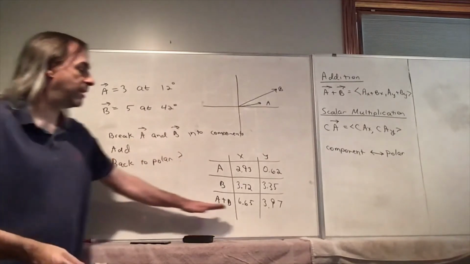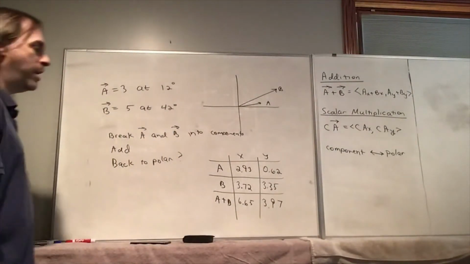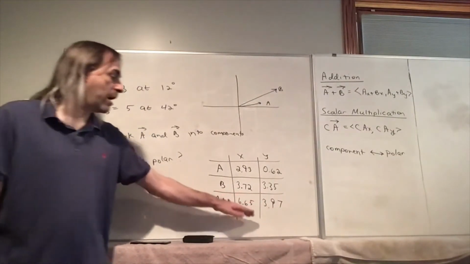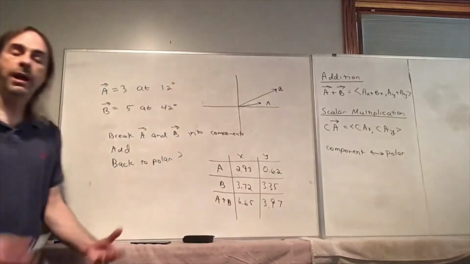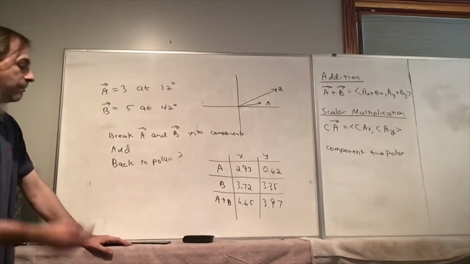Maybe you want to just leave it in component form, depends on what you're actually doing. But again, now we can find the magnitude of this vector using the Pythagoras Theorem. We square this number, square that number, add them up and take the square root. And let's do that.